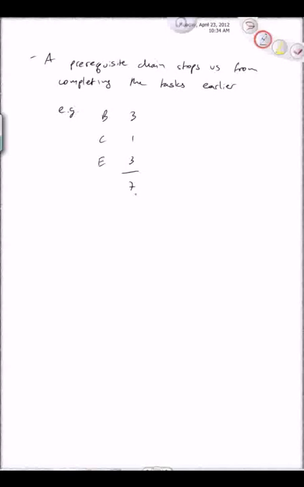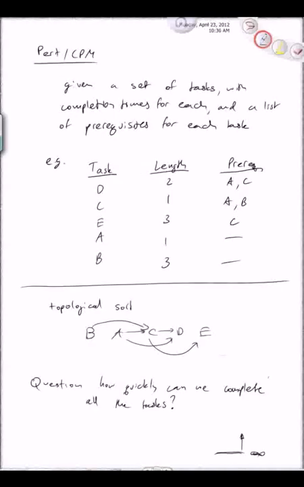So that means that we can't complete all the tasks in earlier than 7 time steps. But there might be a yet longer prerequisite chain that stops us from completing it even before 7. So maybe we need more than 7 because there's some other prerequisite chain that we haven't looked at. So what's another prerequisite chain here? Here's another one, maybe ACE.